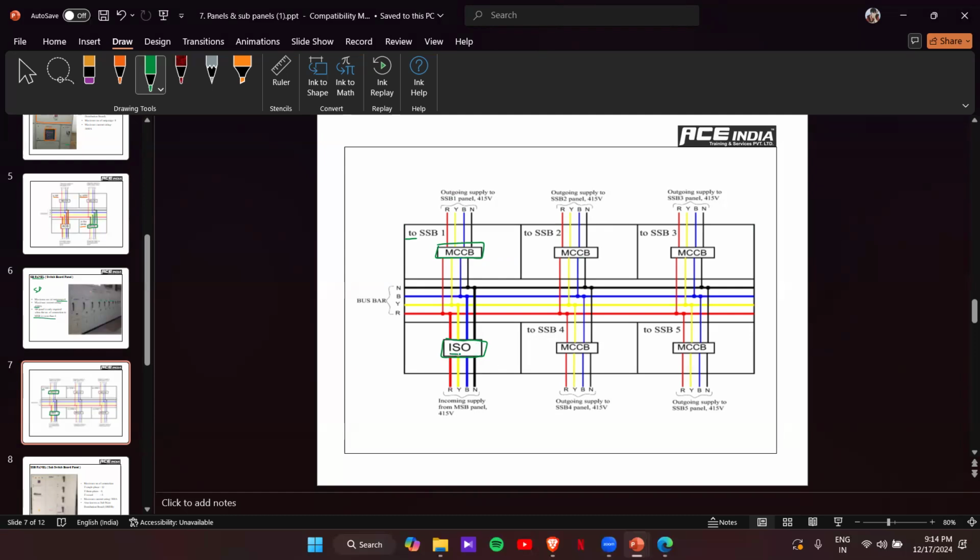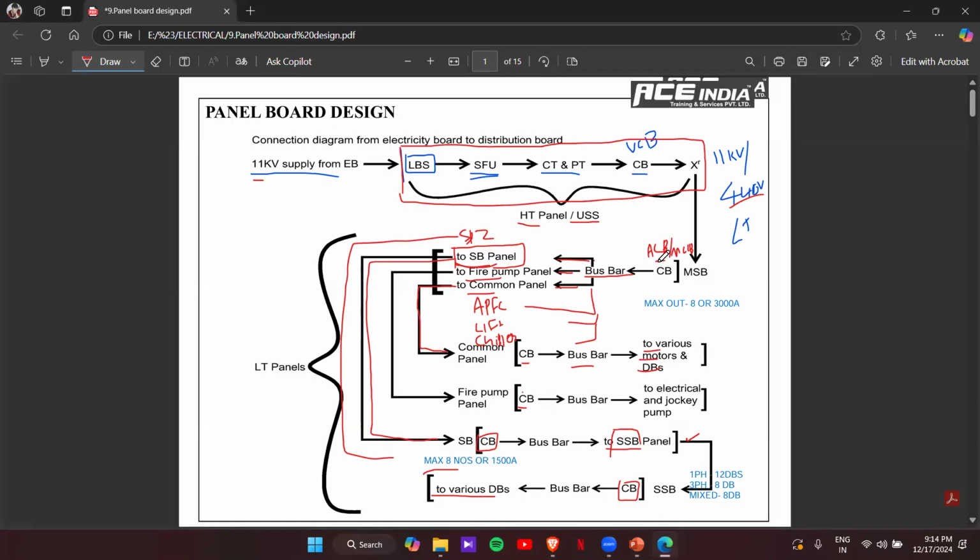So an isolator is enough because we already have one more circuit breaker in our main incomer as well. So we don't have to use a line of circuit breakers. We can also use, again, it's optional, not necessary. We can use isolators as well. Okay.